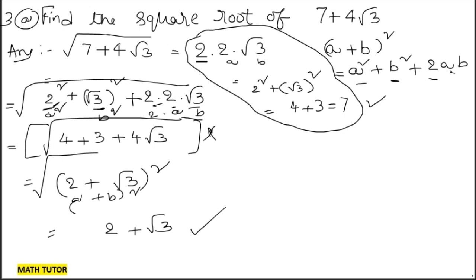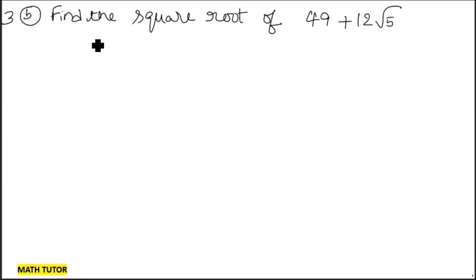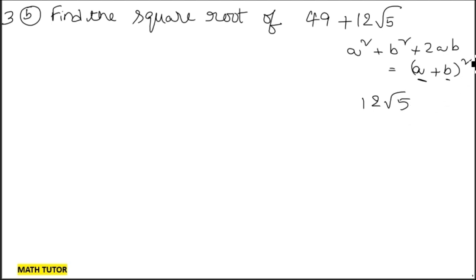Let's move on to the next question. Find the square root of 49 plus 12 root 5. The same thing applies here. We have to find A square plus B square plus 2AB. We should convert it into the format of A plus B whole square. So the biggest challenge here is finding A and B. Let us have a simple rough work here. 12 root 5 should be in the format of 2AB. As I told you, leave the integer part. Take the integer with the square root number, and try to split it in the ways where you can get 49.